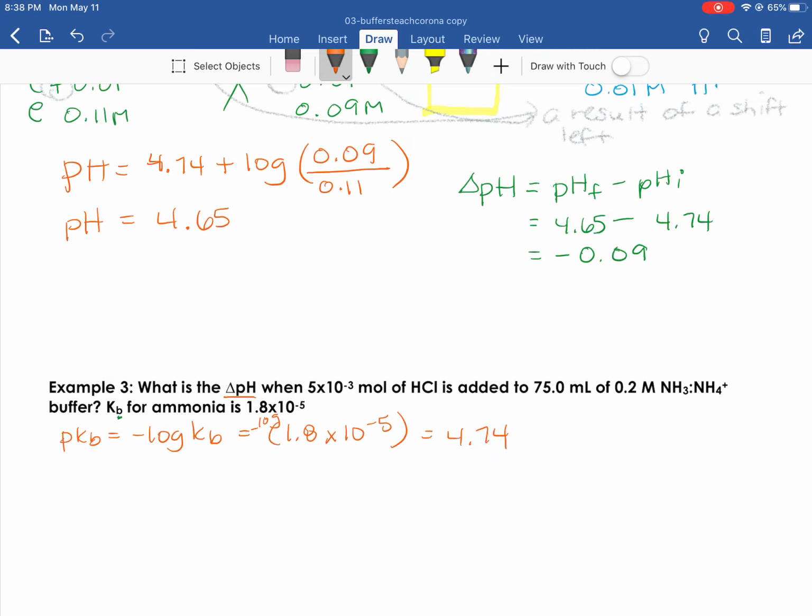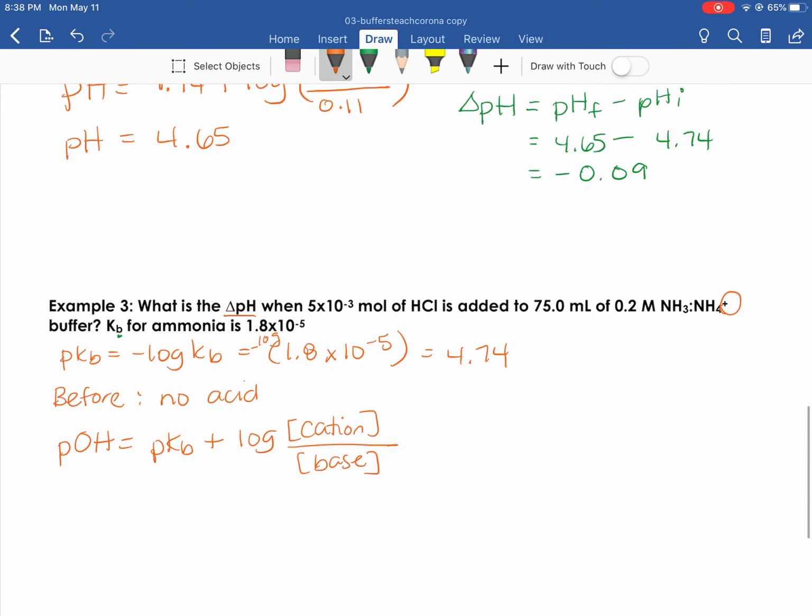Oops, I forgot the negative log, sorry. They happen to have the same Ka and Kb values, so we get the same pKb. And then before, no acid yet. So all we're considering is the base. So now when you have a basic buffer, then you have to use the basic form of the Henderson-Hasselbalch equation. And again, the cation being this positive here with the conjugate.